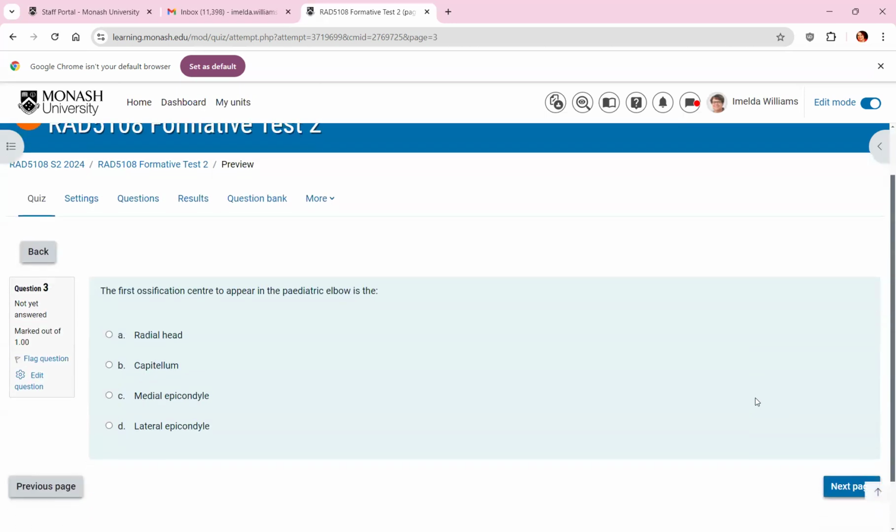So the next question: the first ossification center to appear in the pediatric elbow is, of course, the capitellum. And here I want to remind you about the mnemonic CRITOL, which shows more or less the appearance of the ossification centers. So the second one to normally ossify would be the radial head, and then the medial epicondyle is the third one, and then the lateral condyle is the final one to ossify.